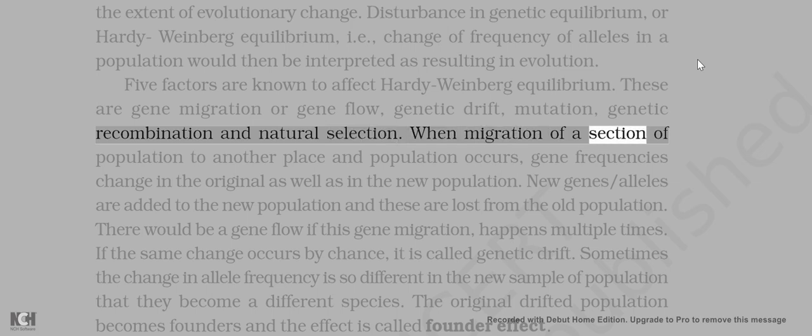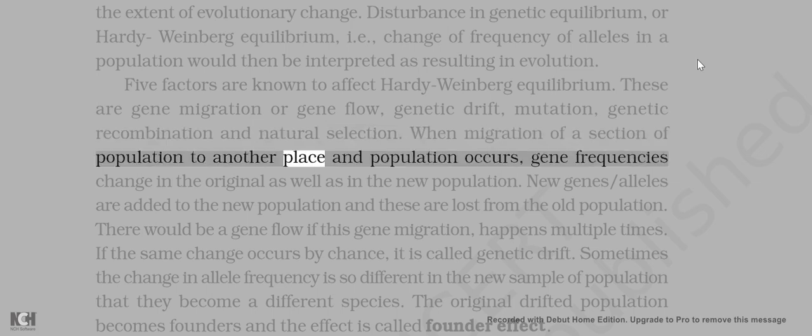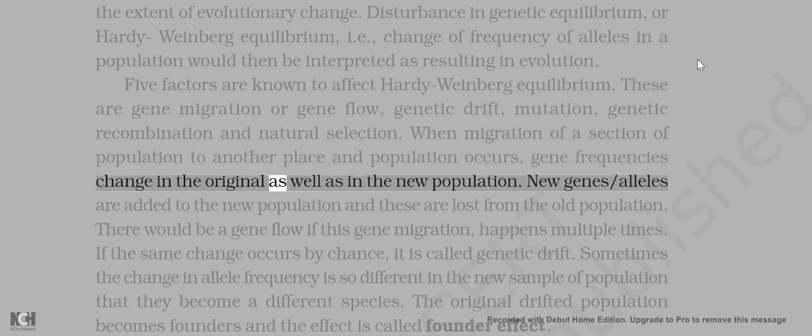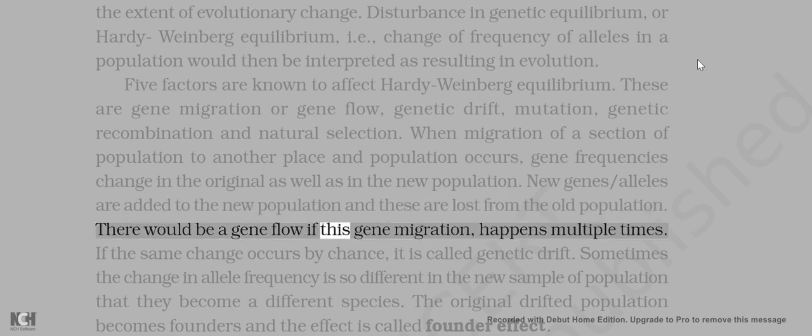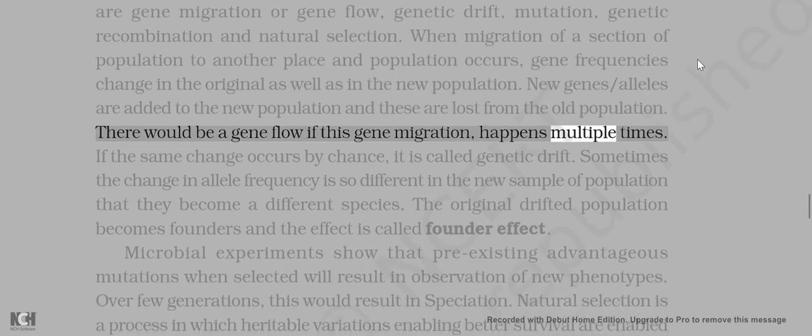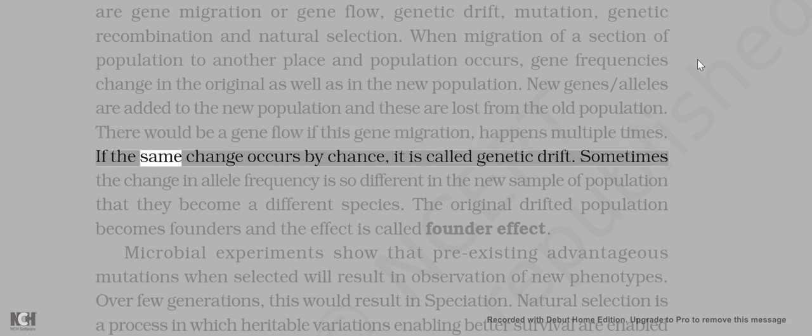When migration of a section of population to another place and population occurs, gene frequencies change in the original as well as in the new population. New genes/alleles are added to the new population and these are lost from the old population. There would be a gene flow if this gene migration happens multiple times. If the same change occurs by chance, it is called genetic drift.